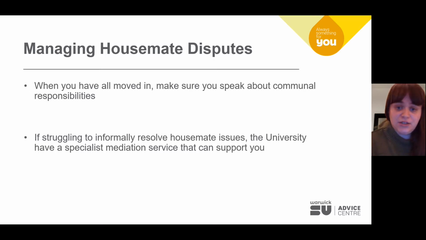If you are struggling to do this, or you have done this and you feel like it has not been successful, the University of Warwick do have a specialist mediation service that can support you. So there's full-time staff members who are trained in speaking with housemates, speaking with students and trying to come to a negotiation between both parties.